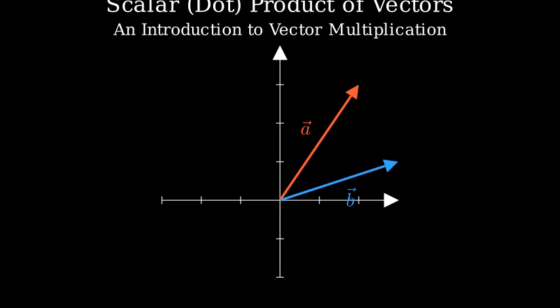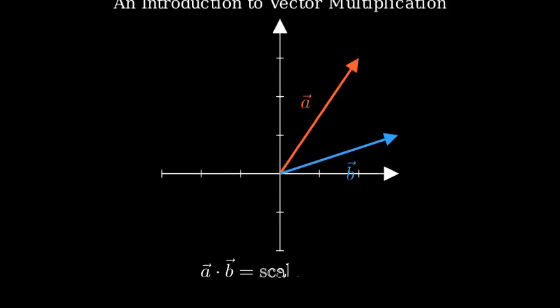The dot product, also known as the scalar product, is a way to multiply two vectors together to get a scalar, a single number, not a vector. The dot product between vectors A and B is denoted using a dot between them, like A dot B.